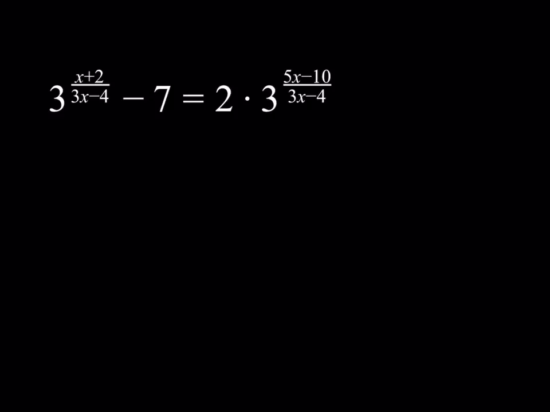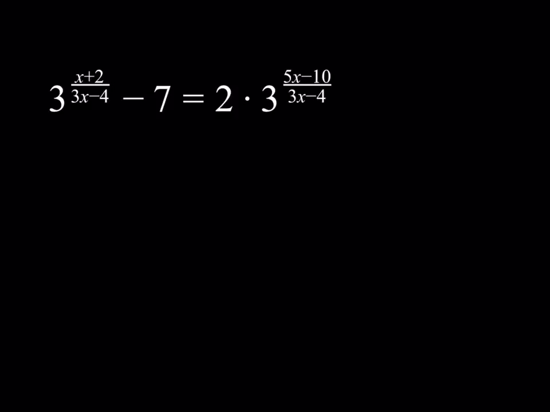Now, we do have an equation: 3 to the power (x plus 2) divided by (3x minus 4), minus 7, equals 2 times 3 to the power (5x minus 10) divided by (3x minus 4). So this is an exponential equation. But one thing about this problem is that the exponents are different, right? If we had the same exponent, we could put it all together and just solve for it and log both sides, so on and so forth. I mean, you could try to log both sides, but you're going to run into some complications. But there's something that makes this problem really interesting, which I'll show you in a little bit. And then we're going to go ahead and solve it.